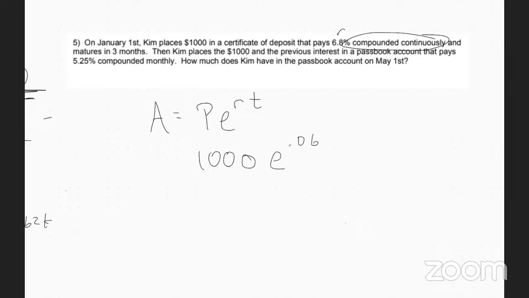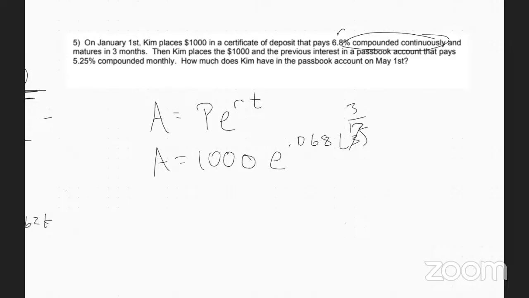No, hold on. Not three. Is this in months, or is this in years? So 3 months, that's 3/12. Oh, okay. So in compound interest, the time is always in years. Correct. Okay, so let me change that.